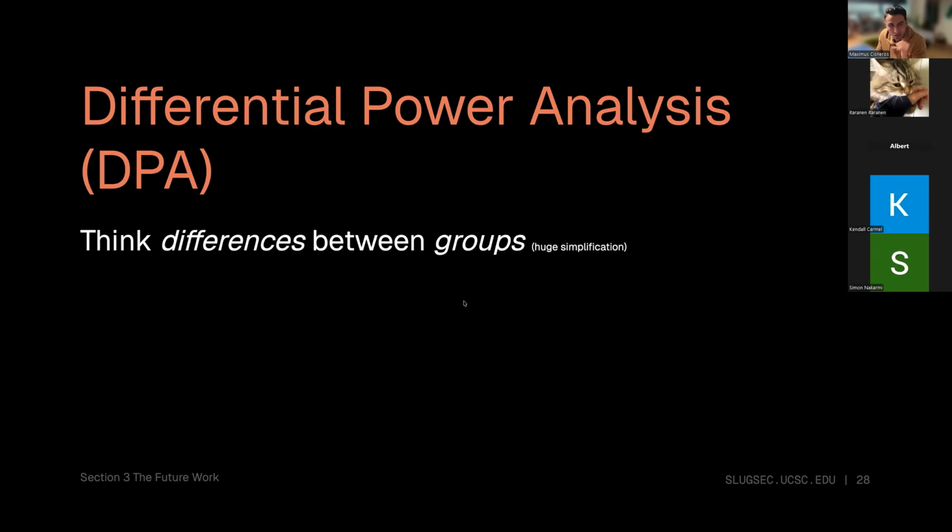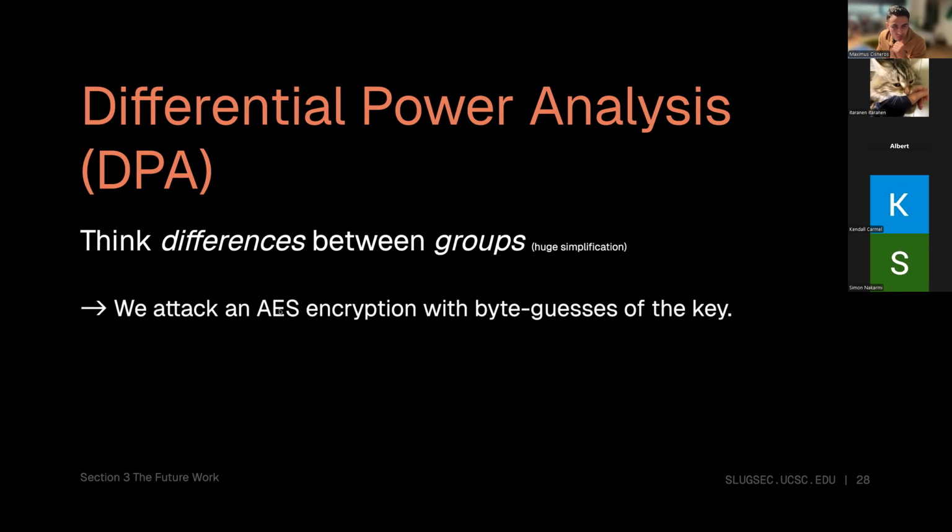When we talk about DPA, the first thing you have to think about is differences between groups. Although this is a huge simplification from the actual math that's going on in the background, I think it's a good starting point for the discussion. What we need to do is find the key that is being used to encrypt plain text, and we are reading the encrypted form from the microcontroller. So we know the data that is being sent in. We don't know the key, but we also know the data that's coming out. If we know what's going in and what's coming out, we need to figure out what the key inside is.